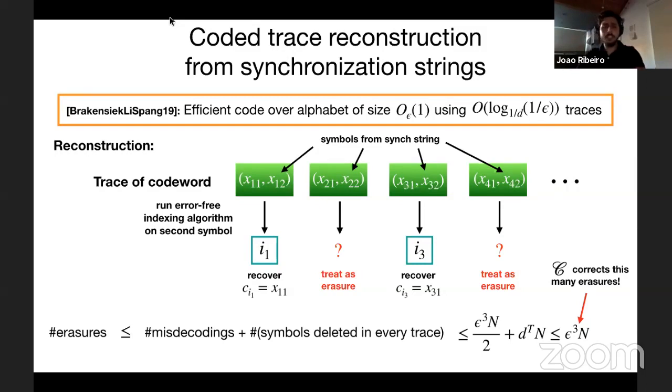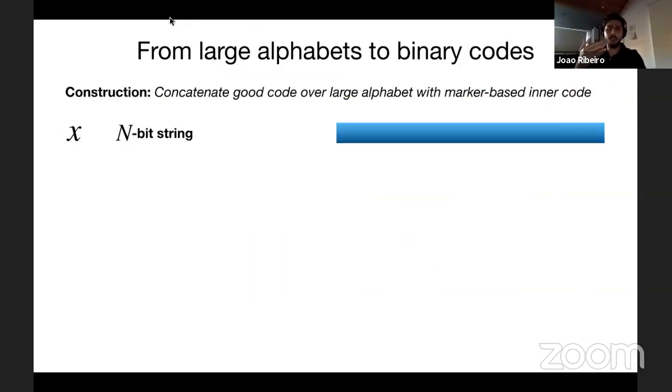Okay, so this gives us a very nice result, because it's a tight result for trace reconstruction over a large alphabet. And like I said, this is a starting point for going from large alphabets to binary codes. The idea is that you want to transfer these good properties to the binary alphabet. One way people usually do this is by code concatenation, and that's exactly what's going to happen here.